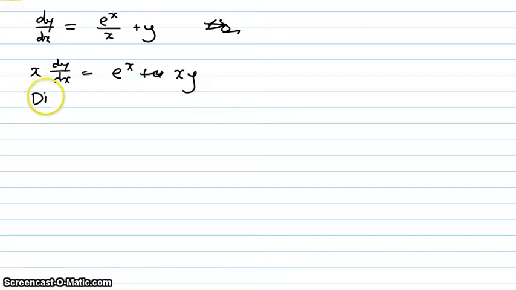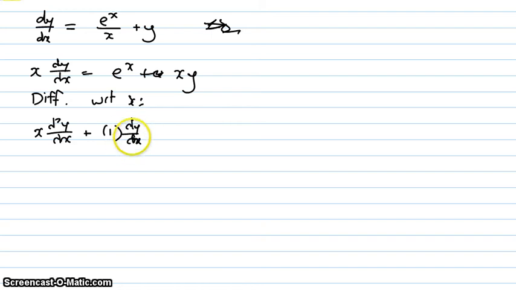So differentiating both sides with respect to x, what do I get? I need to apply a product rule to the left hand side. So I hold the first term constant, differentiate the second term, plus differentiate the first term, hold the second term constant, equals, differentiating the right hand side, I'm going to get e to the x plus, hold the first term constant, differentiate the second term, plus hold the second term constant, differentiate the first term.